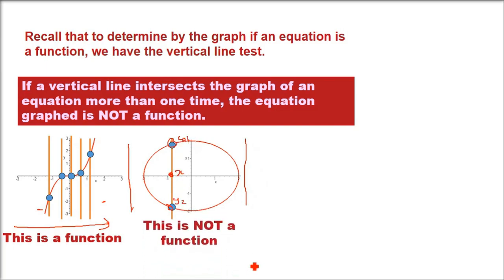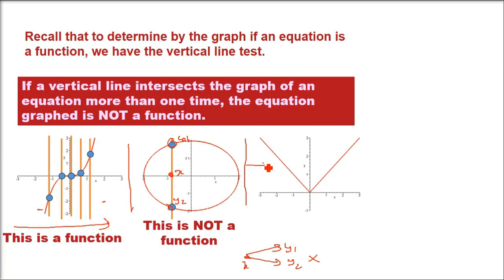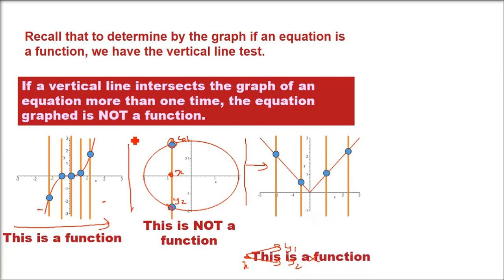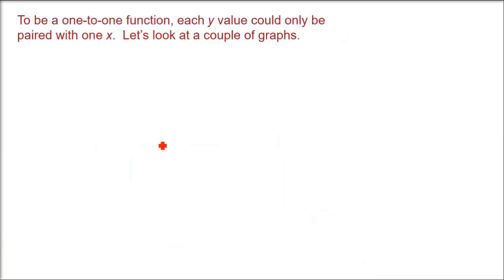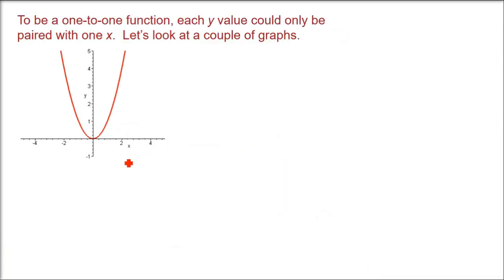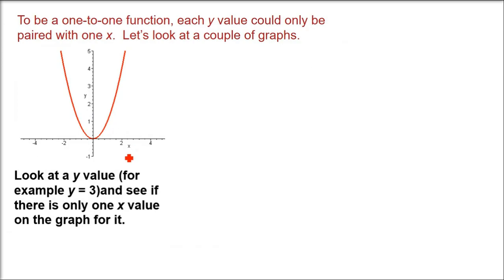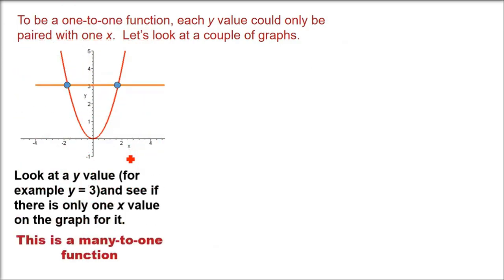That is, a single x cannot have multiple y values by the definition of function. x, y1, x, y2, this possibility is bad. It is not allowed. Now see here again, vertical line test. Wherever we pass it through the graph, it is only intersecting at one point. So this is a function. First, we have to see whether it is a function or not. Second, we have to see whether it is one-to-one or not in order to talk about inverse.